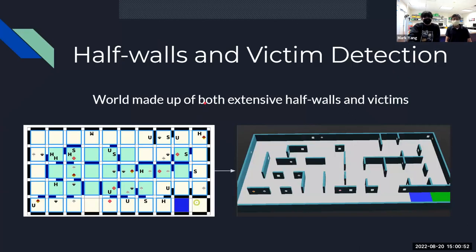So one of the first integrated tests that we did was half walls and victim detection, which is when we tested victim detection specifically on half walls. As you can see, this world is huge and is made up of victims solely on half walls, like tight corner half walls here, here, and here, and many other places. As Peter said earlier, we had issues with victim detection on half walls, so this was a perfect world to test on for all of the edge cases that you might encounter.